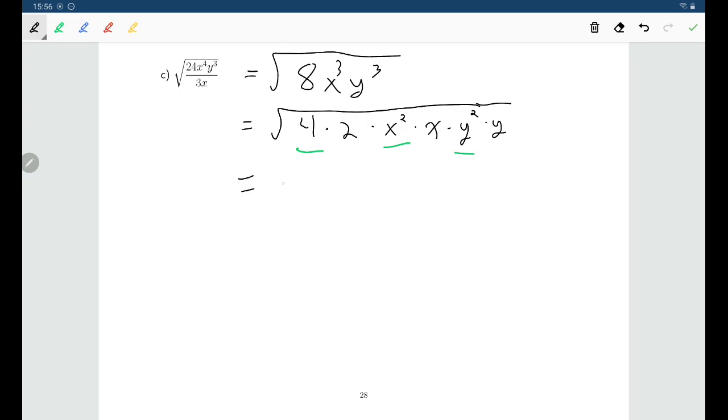Square root of 4 is 2. Square root of x squared is x. Square root of y squared is y. So I've taken all of those squares out, and what's left behind? I've got the 2, the x, and the y.